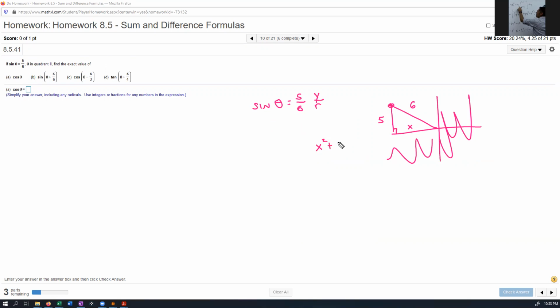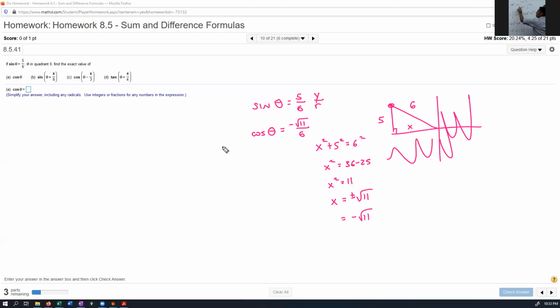And so I know x squared plus 5 squared equals 6 squared, Pythagorean. x squared equals 36 minus 25. That means x squared equals 11. So x equals plus or minus root 11. And we're going to take the negative because of the second quadrant. So if I want to know what cosine of theta is, this will be the x coordinate, negative root 11, over the r, which is 6.